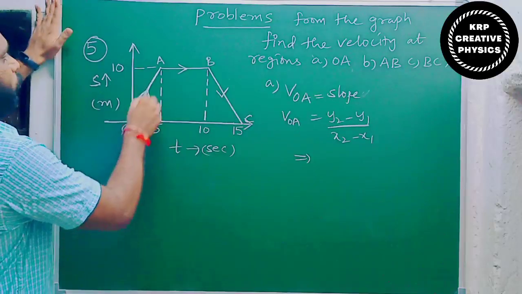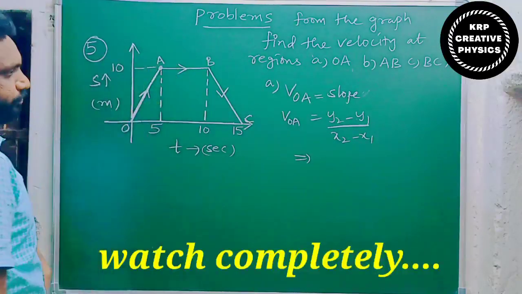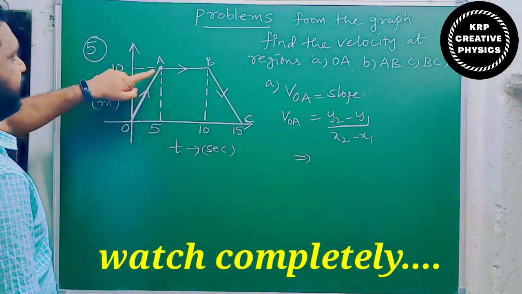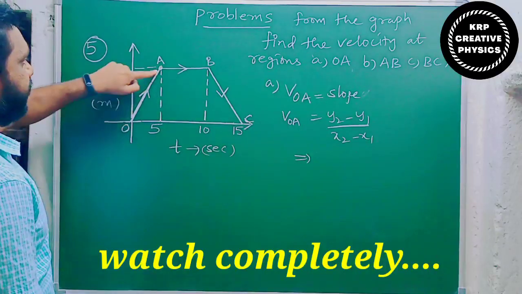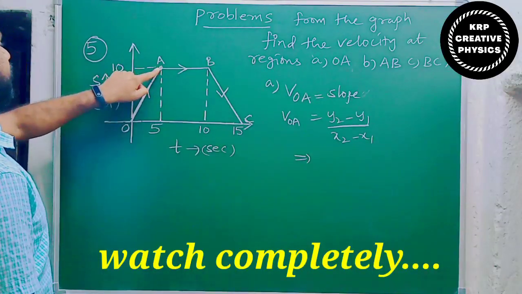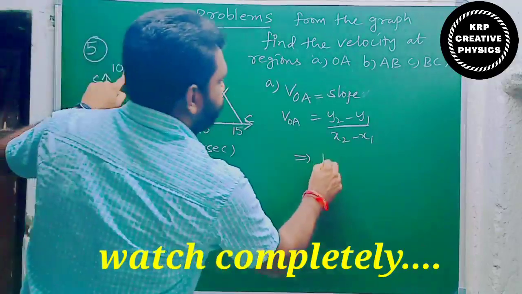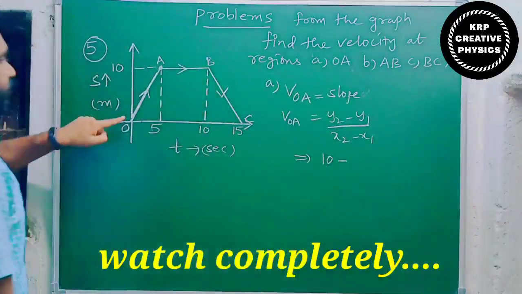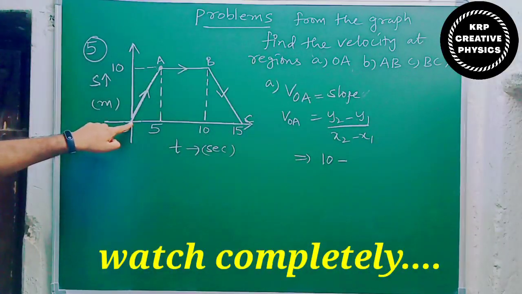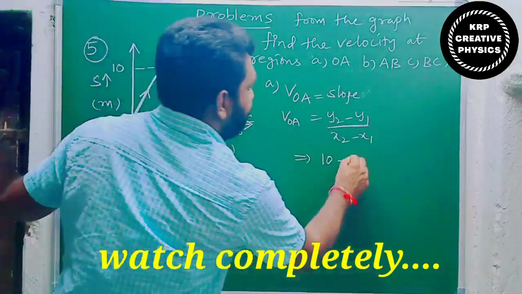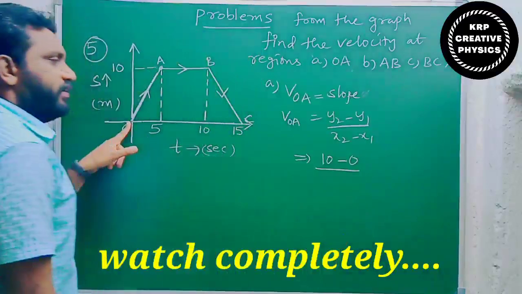So from O to A we have to consider y2. Y2 means y-axis reading, final reading. O to A, this is the final reading. So A corresponding reading what here? 10. Right. Then we should come to O. So what is the corresponding reading of O here? 0. So this is 0. 10 minus 0. Like this we have to take the readings.